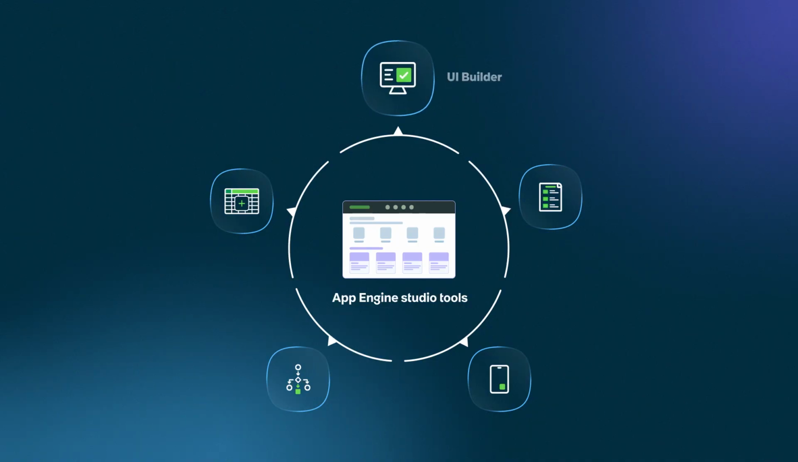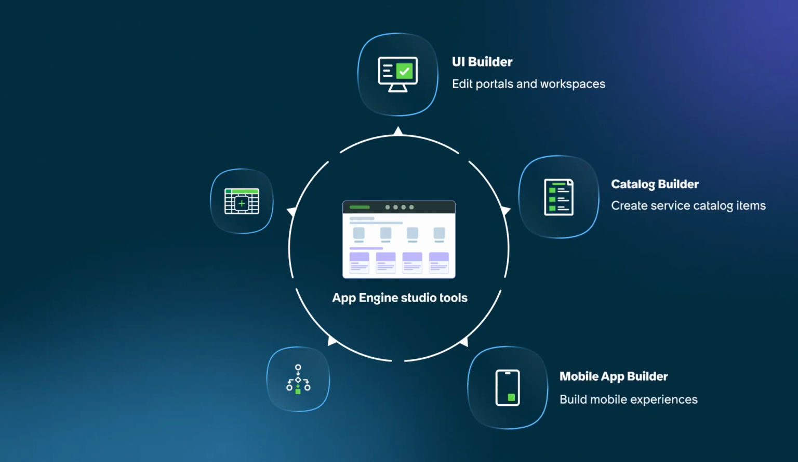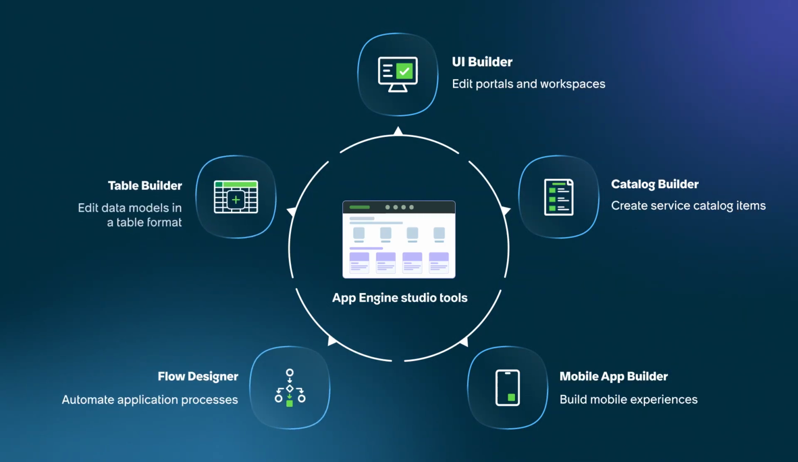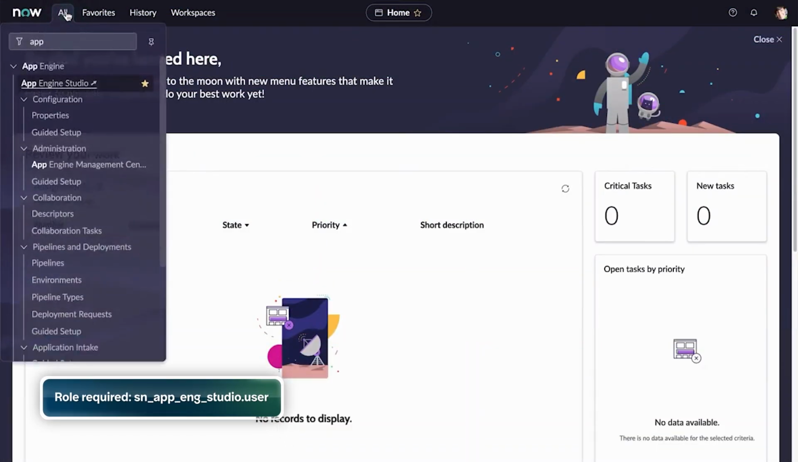These tools include UI Builder to edit portals and workspaces, Catalog Builder to create service catalog items, Mobile App Builder to build mobile experiences, Flow Designer to automate application processes, and Table Builder to edit data models in a table format. Now let's check out the interface and see how to get help while building an app.